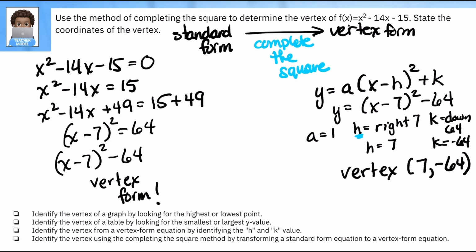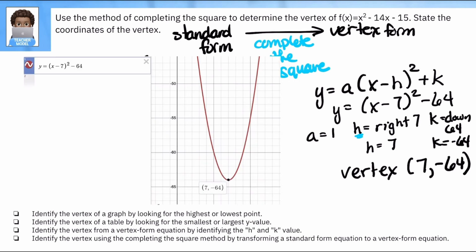Okay, this is our hotspot. Our hotspot is always at h. So remember, if it's a positive 7, we're moving to the left. If it's a negative 7, to the right. So hit pause, jot this down into your notes. And just for confirmation, the vertex 7, negative 64, let's look at it. And there you have it. There's our equation written in Desmos. There's our vertex 7, negative 64. So this does work as a visual.